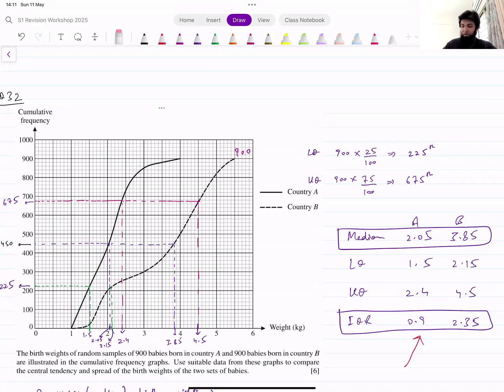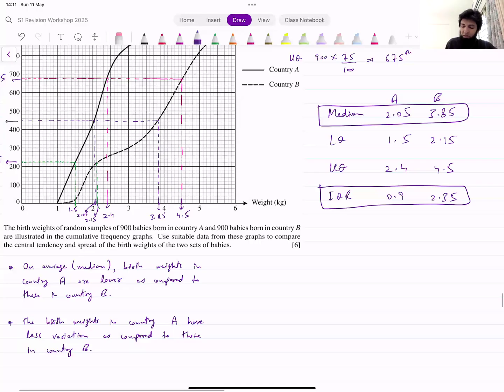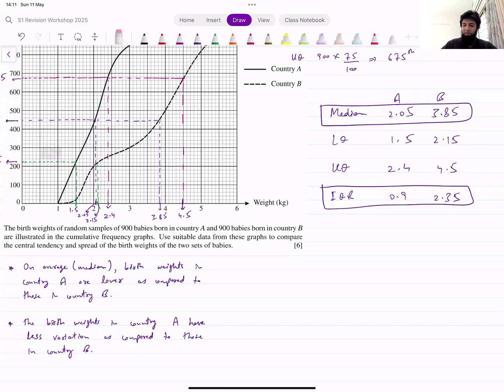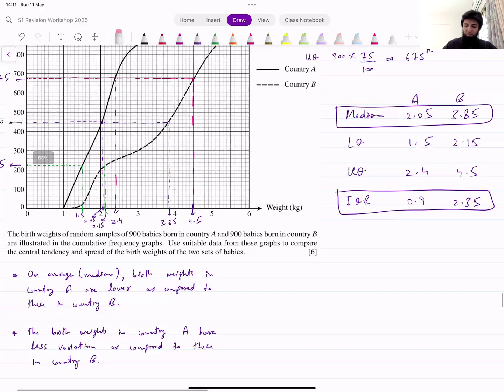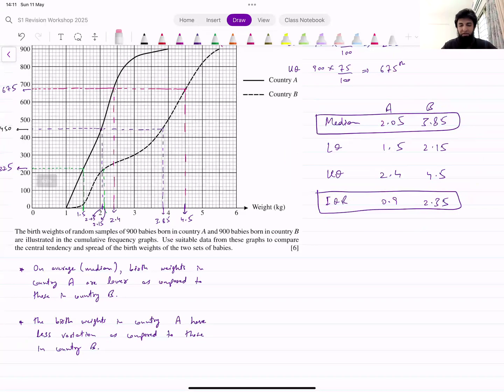And then you comment like this, you say, on average, the birth weights in country B are more than those in country A. That's one comment on central tendency. And the variation in birth weights is also more in country B as compared to country A. Okay. So that's what you can comment. You make these 2 comments based on these calculations. That's a 6-mark problem. So you have to do these calculations first of all, median and interquartile range, and then based on that you make these 2 comments, one on central tendency and the other on dispersion.